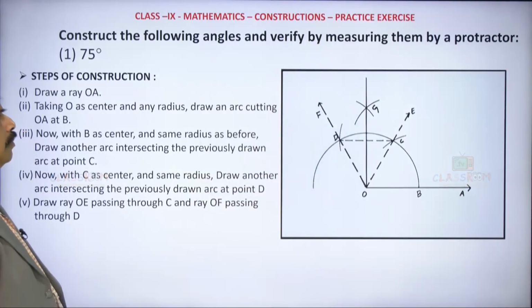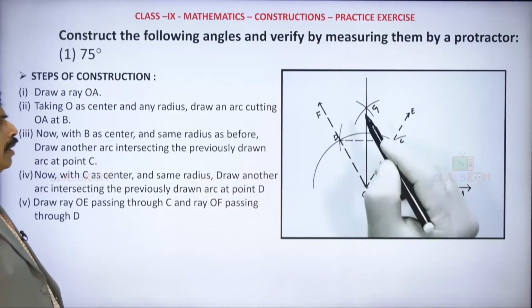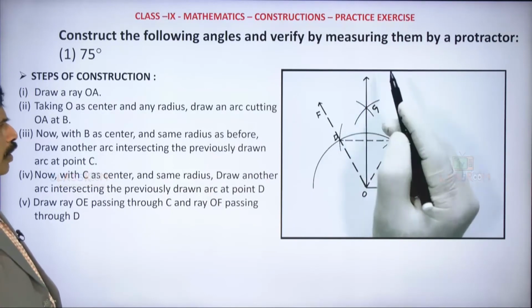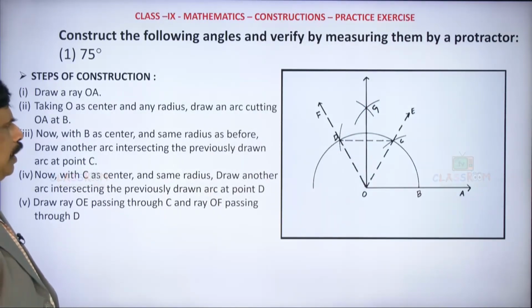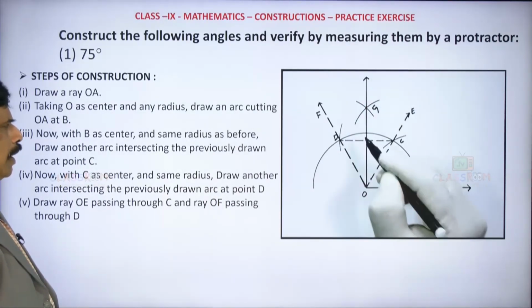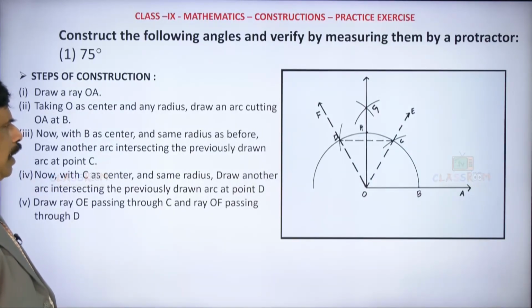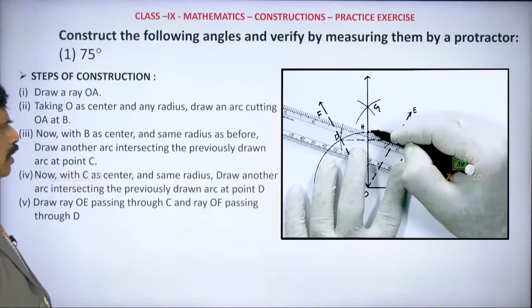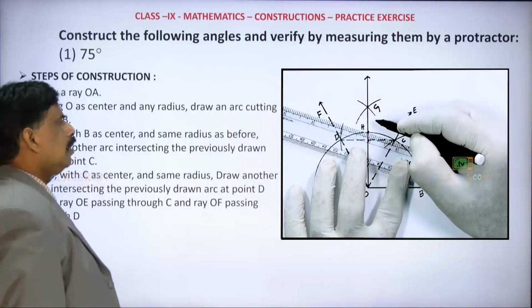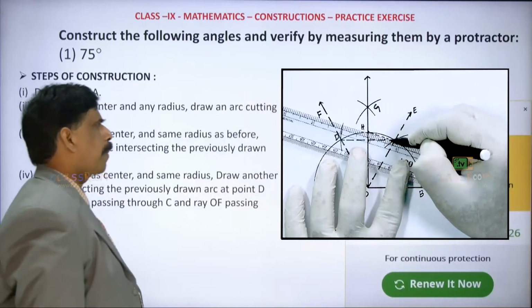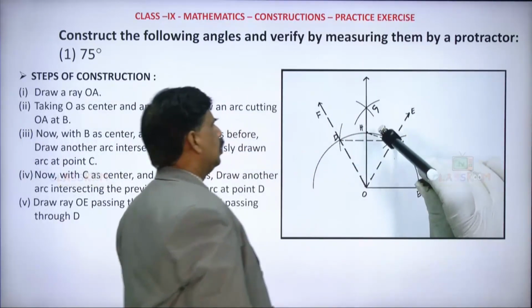Clear? Such that angle AOG will be 90 degrees. Now this ray OG is intersecting the arc at H. So join HC.